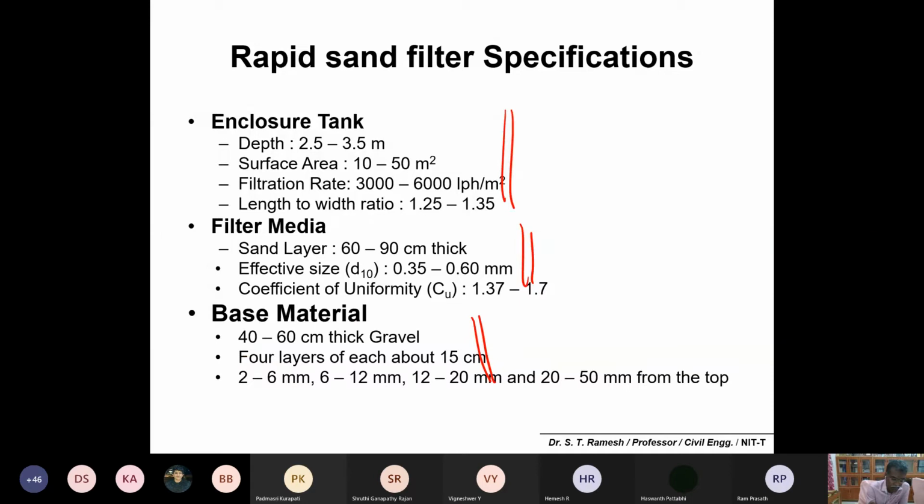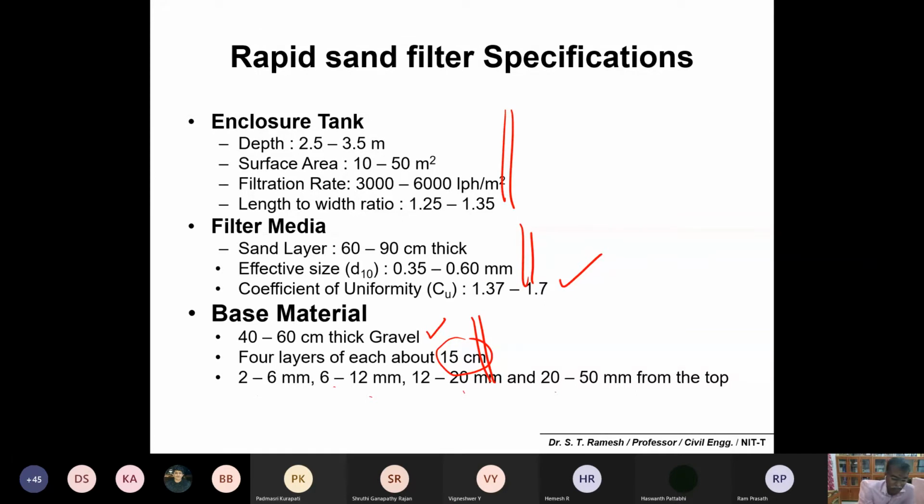The base material you use is gravel, maybe 40 to 60 mm thick, with 4 layers of gravel of almost 15 centimeter each, and the size ranges are 2 to 6 mm, 6 to 12 mm, 12 to 20 mm, and 20 to 50 mm. For filter media, you may use 60 to 90 centimeter, 2 feet to 3 feet thick. Effective size ranges from 0.35 to 0.6 mm, and uniformity coefficient you can select in the range of 1.37 to 1.7 for your filter beds.